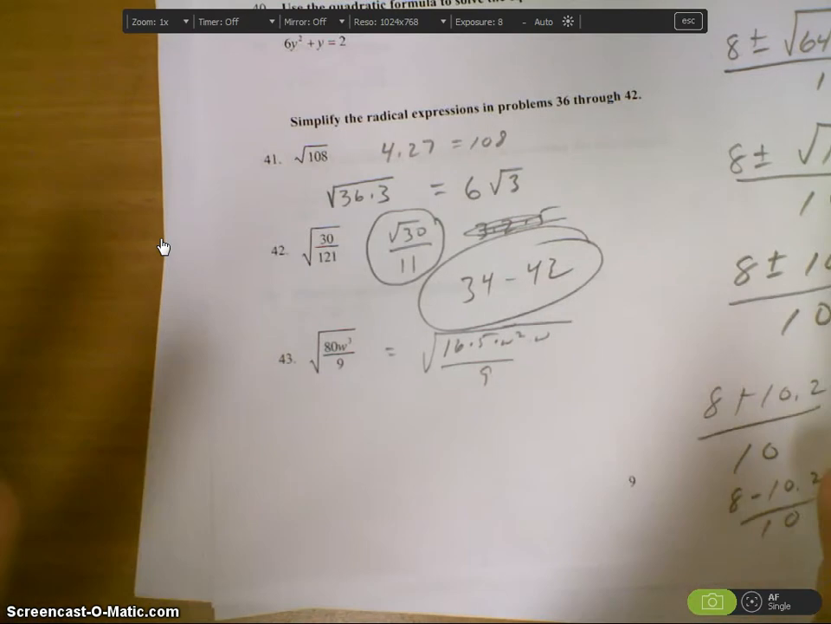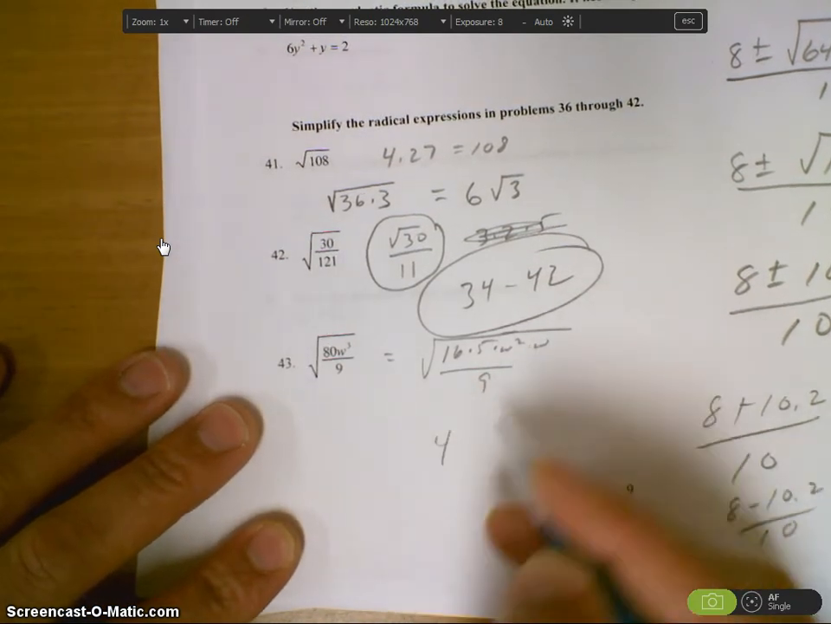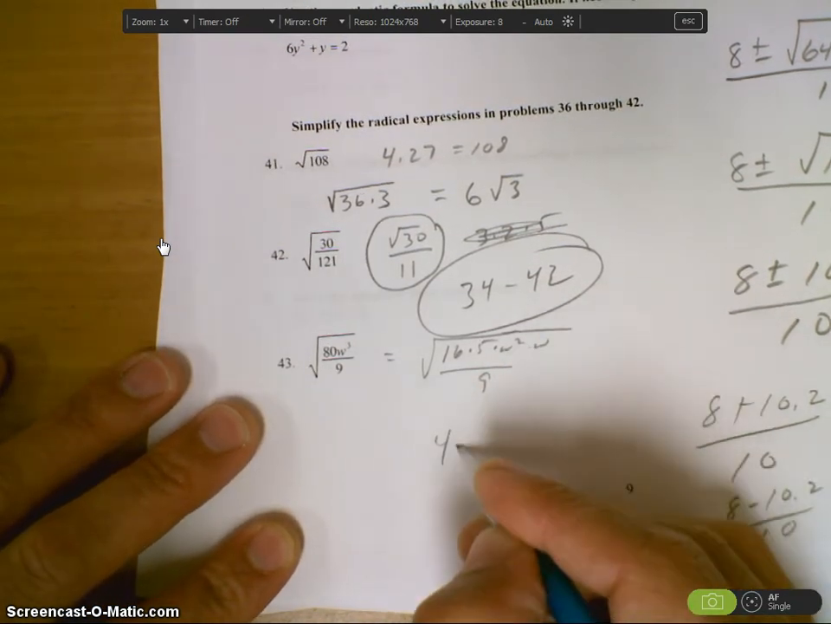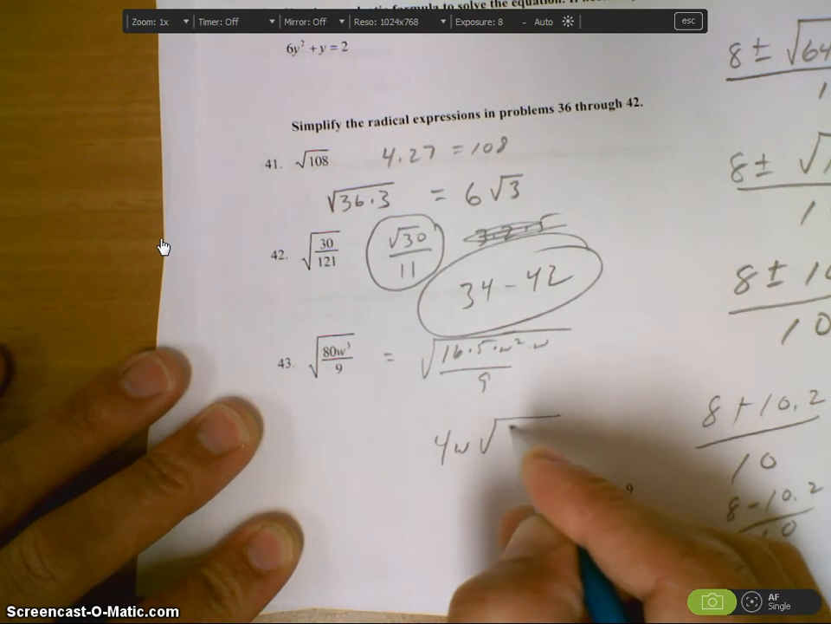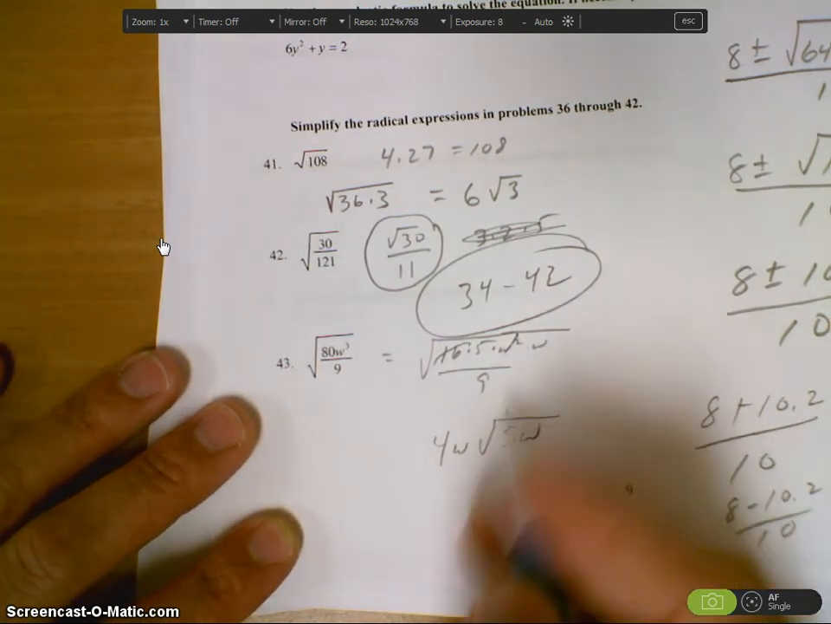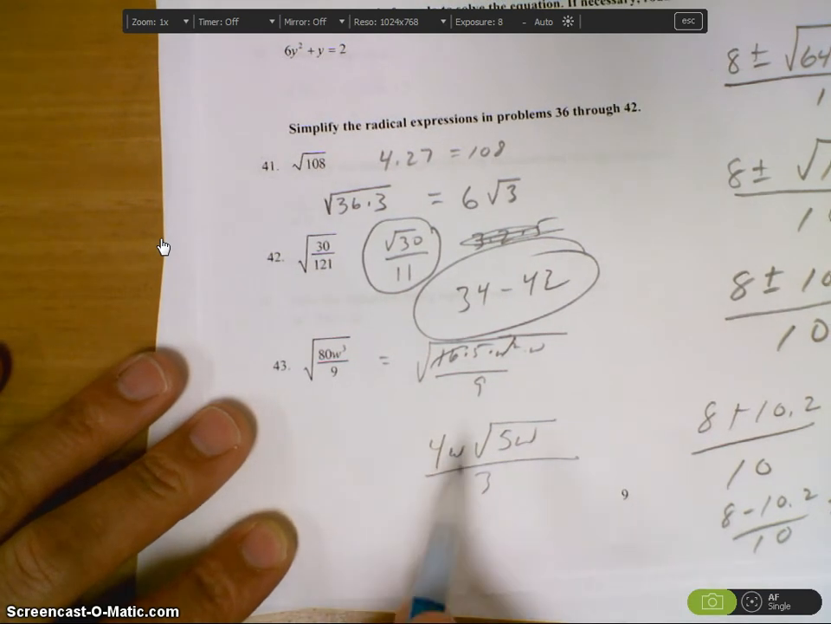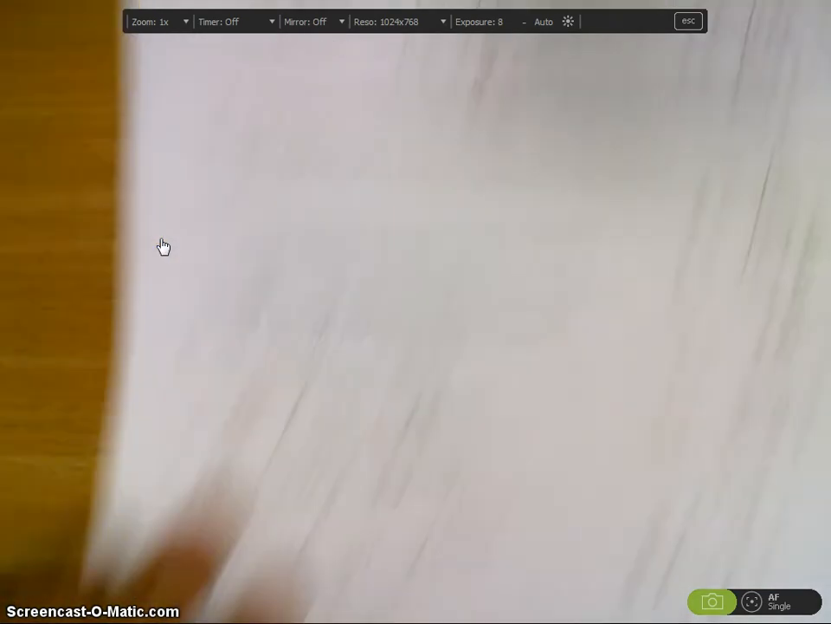So then I'm going to take every perfect square out. I'm going to start with the numerator first. The square root of 16 is 4. The square root of w squared is w. And that leaves me with 5w that don't get to come out and play. All right, and the bottom number is a perfect square. It is 3. Nothing to reduce here, so I'm done with that problem.